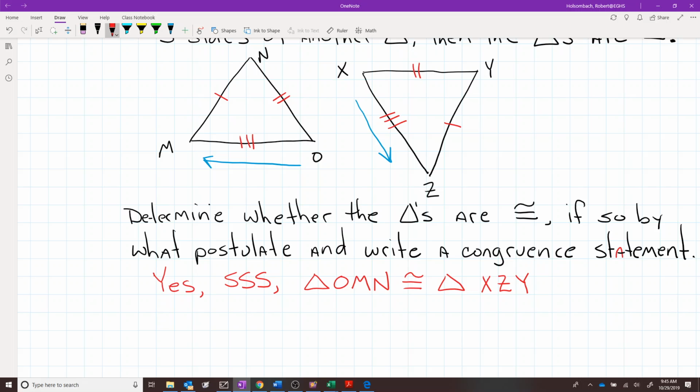You've got OM congruent to XZ. You've got MN, which has 1 tick mark, congruent to ZY, which has 1 tick mark. And ON, your first and last letters, 2 tick marks, congruent to XY, which also has 2 tick marks. So the order of your vertices is really important. That is your side congruence postulate. Any questions there?